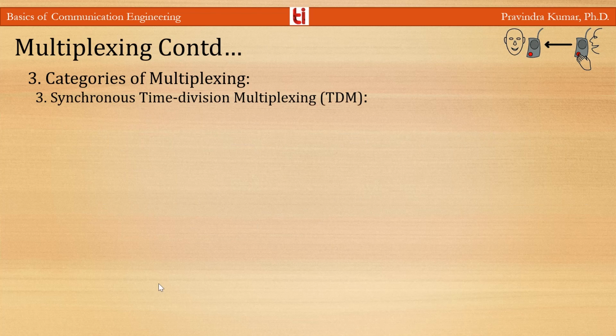Now we come to digital multiplexing. It is of two types: synchronous time division multiplexing and asynchronous time division multiplexing. First we will discuss synchronous time division multiplexing.